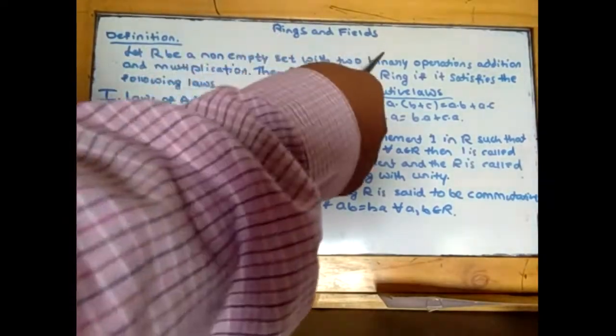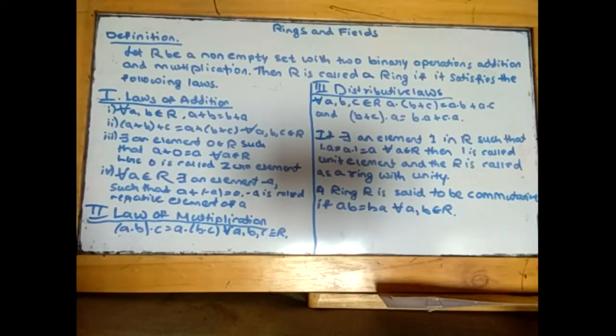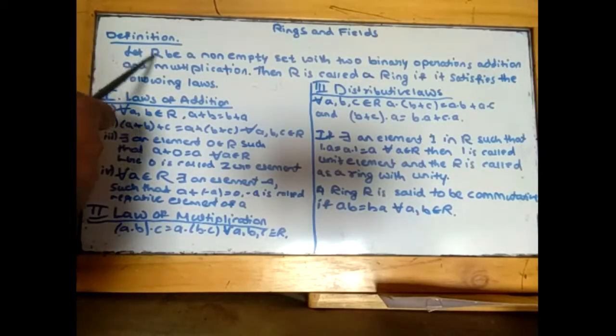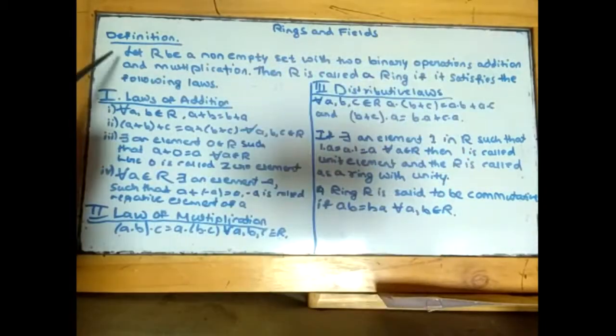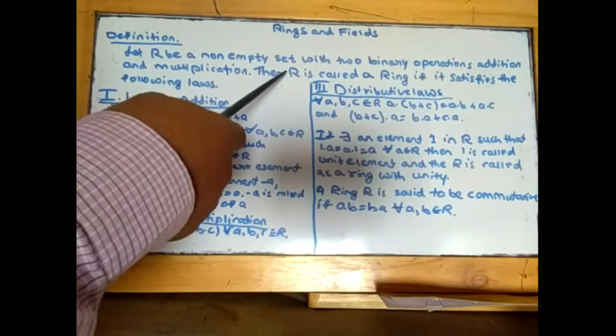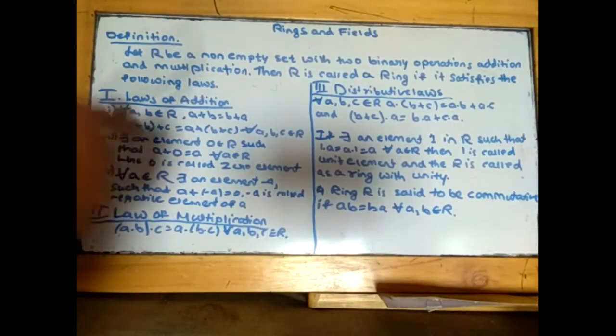Okay, so rings and fields. A ring is an algebraic structure. Algebraic structure means it is a set which satisfies certain laws. Mathematically, a ring is defined as follows: let R be a non-empty set with two binary operations, addition and multiplication. Then R is called a ring if it satisfies the following laws.